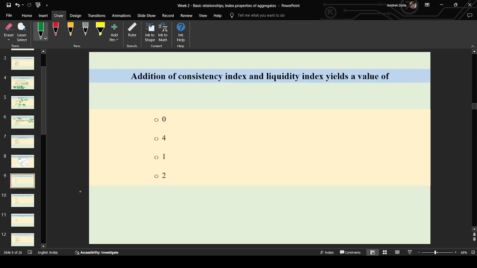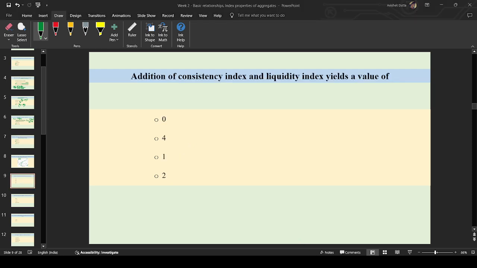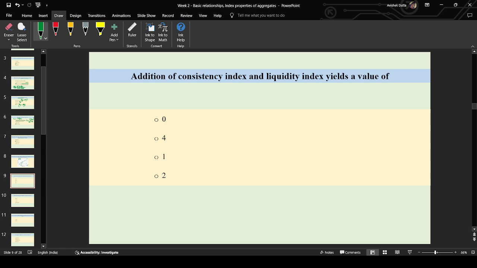Next question: addition of consistency index and liquidity index yields a value of, what is the answer? It is one, sir. How? You can add the formulas, it is simple.